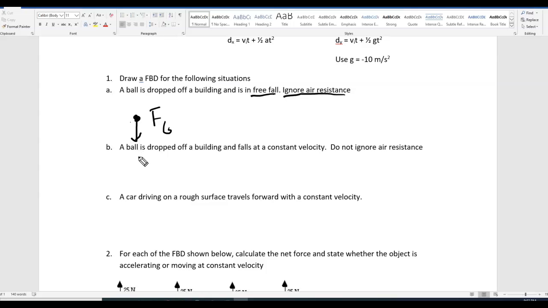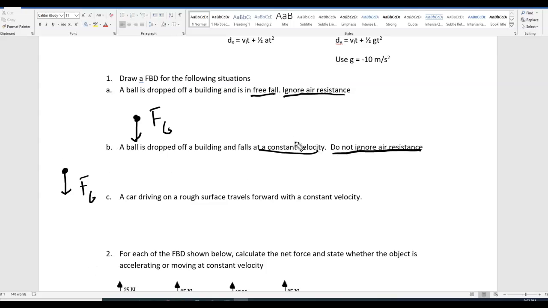1B says a ball is dropped off a building and falls at a constant velocity. Do not ignore air resistance. That's a big hint if ever there was one. That's basically telling you, hey, there's air resistance. So the ball is falling, it's close to the surface of Earth, so we have force of gravity. There is no surface, that means there's no normal force. There's no rope or string, so no tension. Because there's no surface, there's also no friction, but there is air resistance.